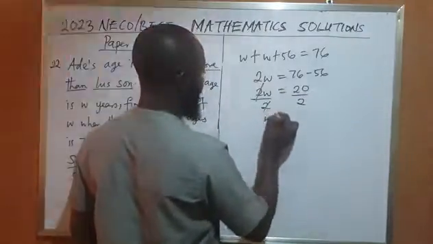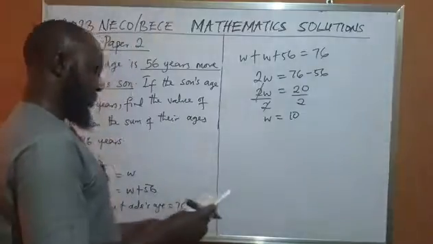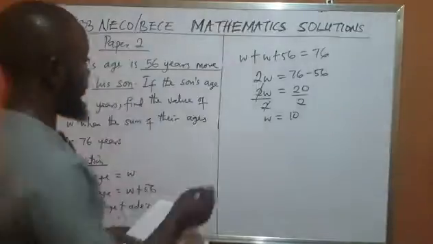So which means W equals what? 10 years. So that is 10. So the value of W here is what? 10.